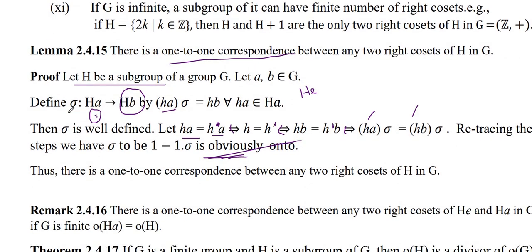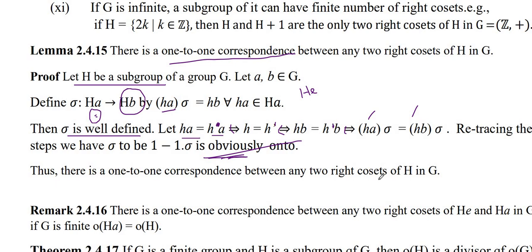So this rule being defined by us, we have shown that it is well defined. Only then can it become a function. Only if it is a function, we can talk about one-to-one, onto, and so on. So you have proved sigma to be one-to-one, and sigma is obviously onto. So there exists a one-to-one correspondence between any two right cosets of H in G.